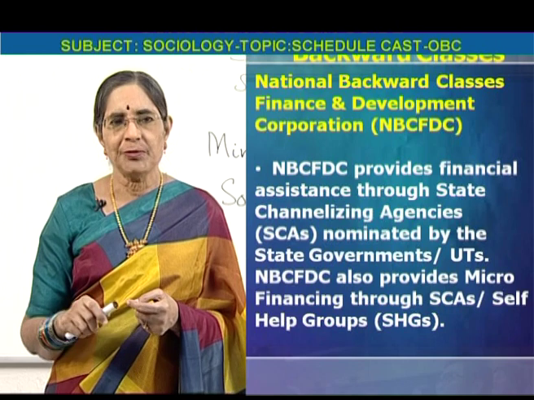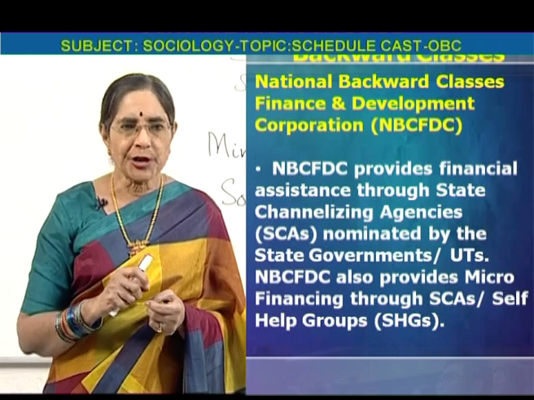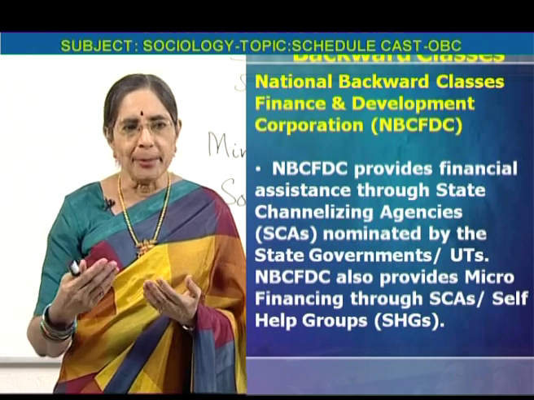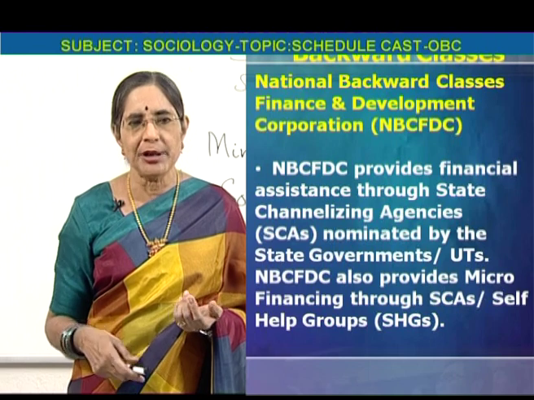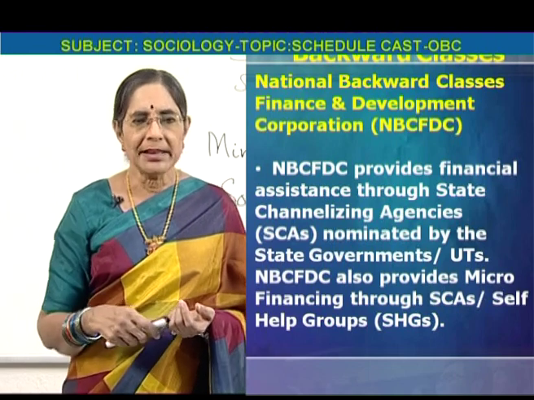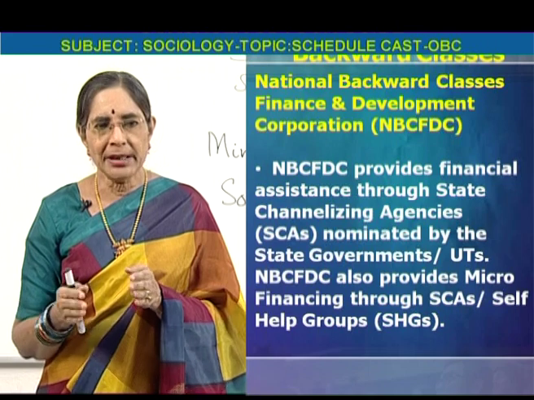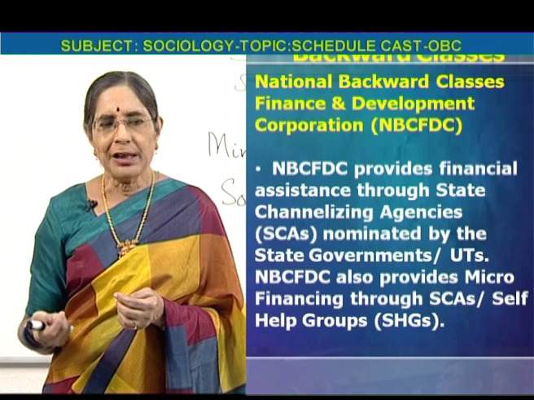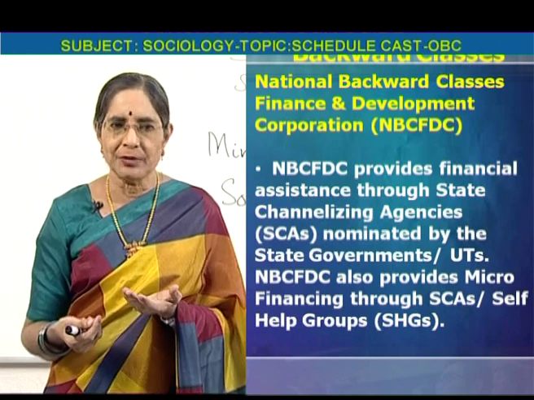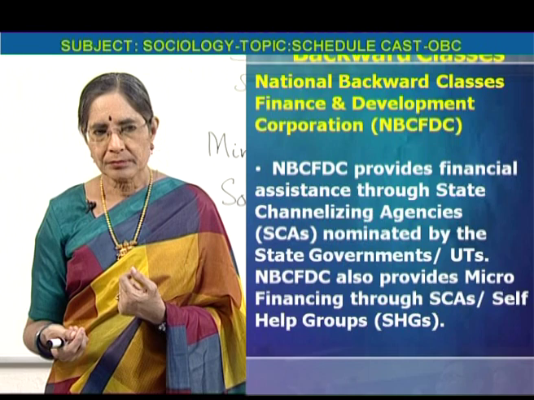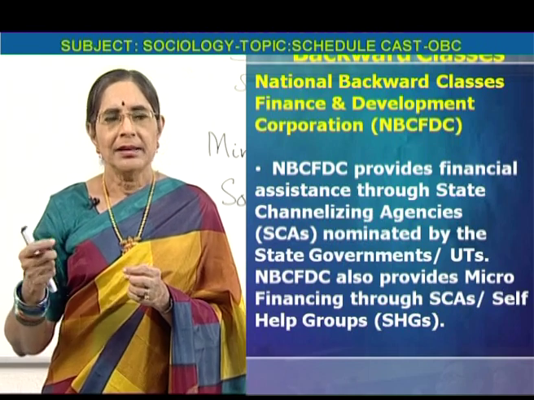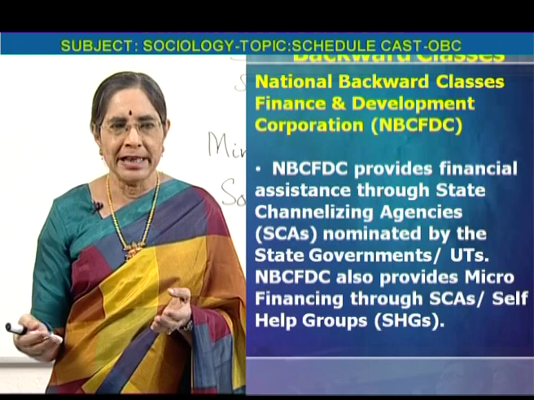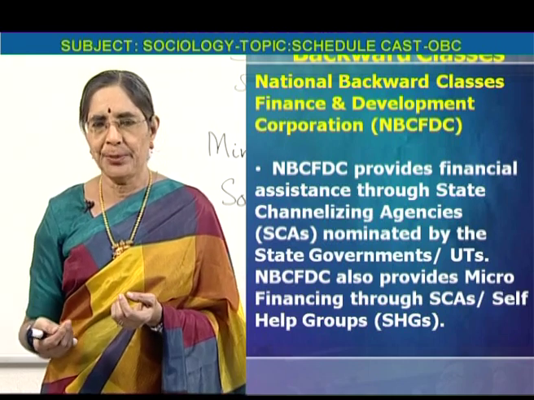NBCFDC also provides financial assistance through state channelizing agencies. These agencies are nominated by the state government as well as union territories, and it also provides microfinancing. We have so many self-help groups or state channelizing agencies, and through these self-help groups, microfinancing facilities will also be given to people. Backward classes are backward, but in order to remove that backwardness, we have various programs.